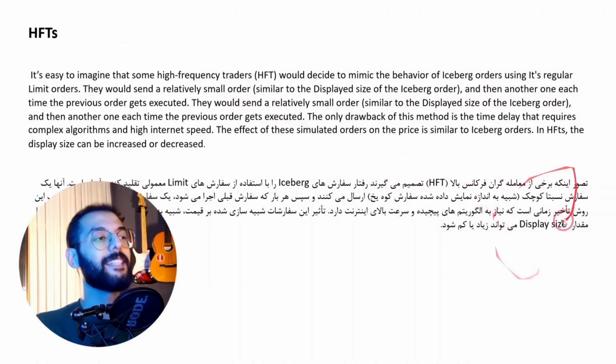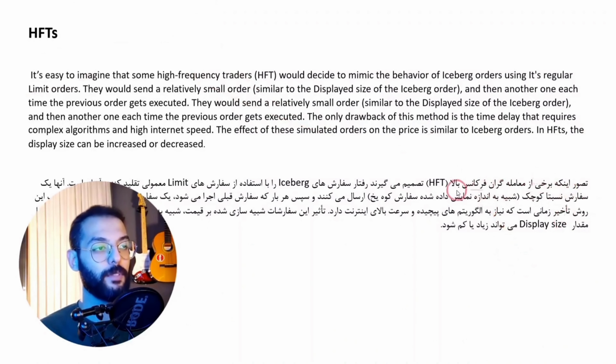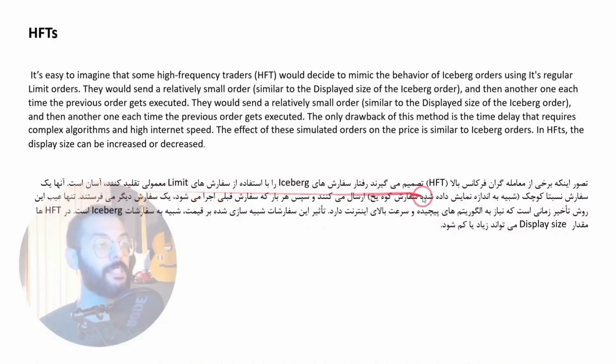Read this part. It says that it's easy to imagine that some high-frequency traders, HFTs, decide to mimic the behavior of iceberg orders using regular limit orders. So what does that mean? Look, we have a group of high-frequency traders who imitate the behavior of iceberg orders by placing regular limit orders. They send a relatively small order, similar to the displayed size of an iceberg order, the display size, and then each time the previous order is executed, they send another order. The only drawback of this method is the time delay, which requires complex algorithms and high-speed internet.